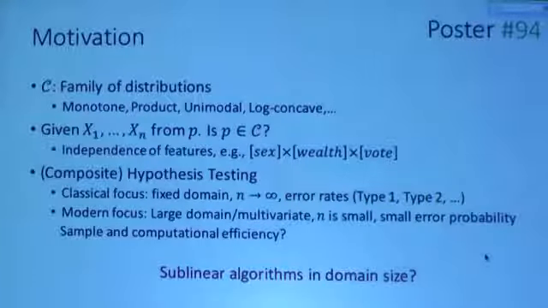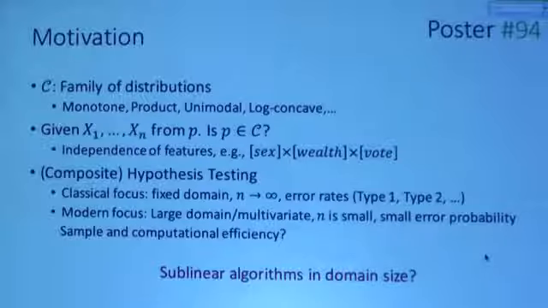And in the classical setup, the domain of the problem is fixed. The number of samples goes to infinity, and we study the error rates. So for many modern applications, the data set may be over an extremely large domain. It could be multivariate, and the number of samples is finite. And in these cases, one may want to study the optimal sample complexity, the computational efficiency for a small fixed error probability. And the question is, can we do it with a number of samples that's only sublinear in the domain size?